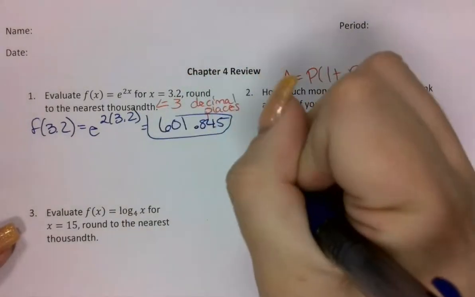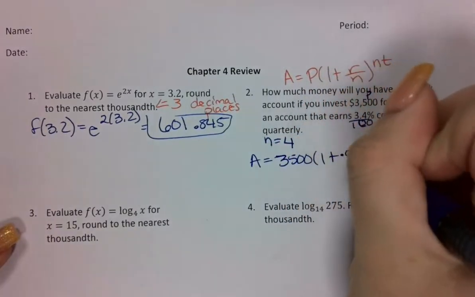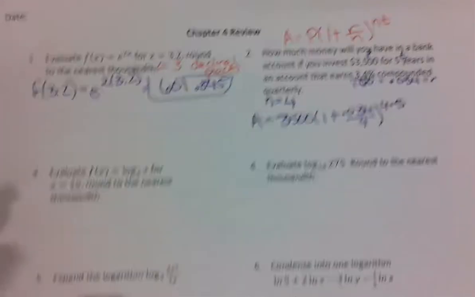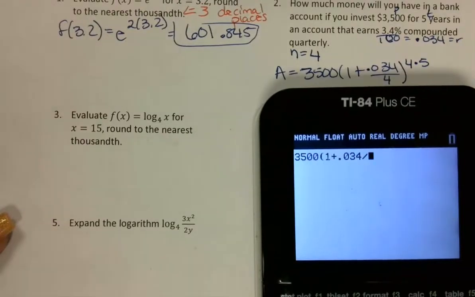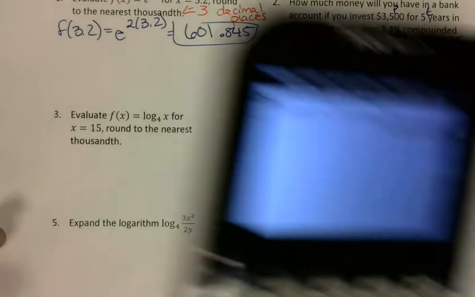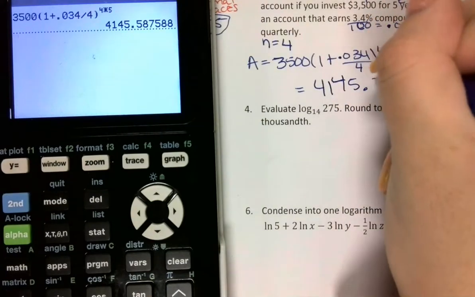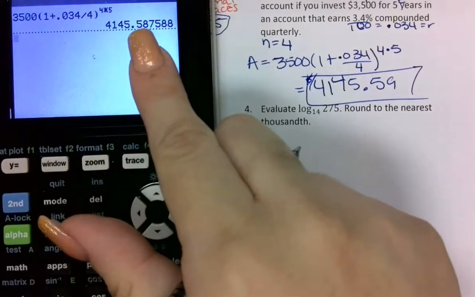So then I just want to plug into this equation. I'm going to have 3,500 times 1 plus 0.034 divided by 4 raised to the 4 times 5. So then I can go ahead and type this into my calculator. Okay, so since I'm dealing with money here, I want to round to 2 decimal places. This is going to be $4,145.59. I round up because that number after the 8 is a 7.